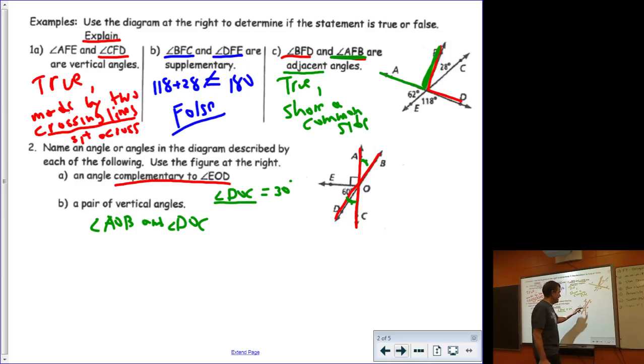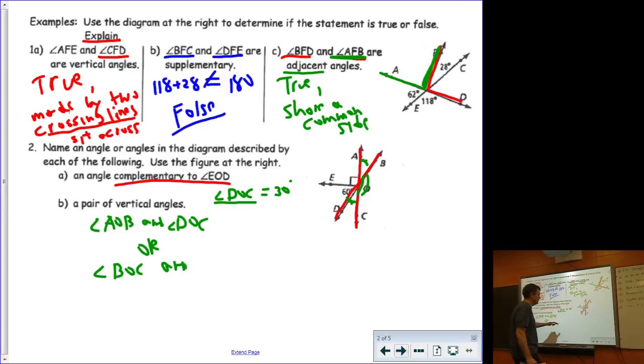Or I could use these two, angle BOC and this one over here, angle AOD. And those are my pairs of vertical angles.